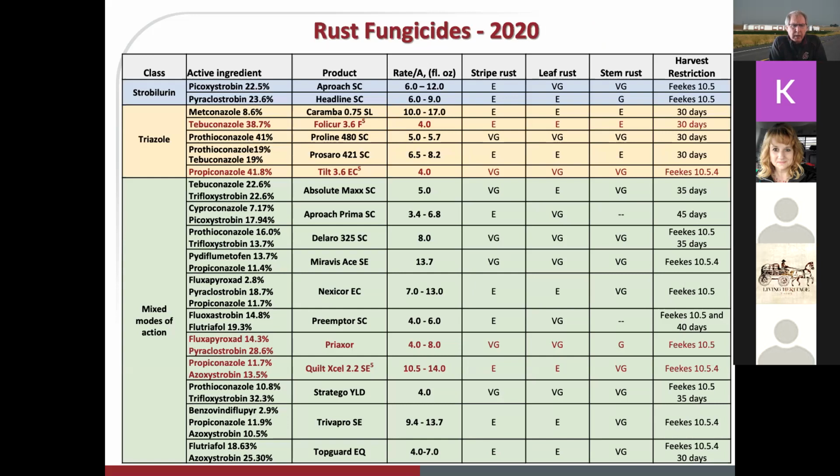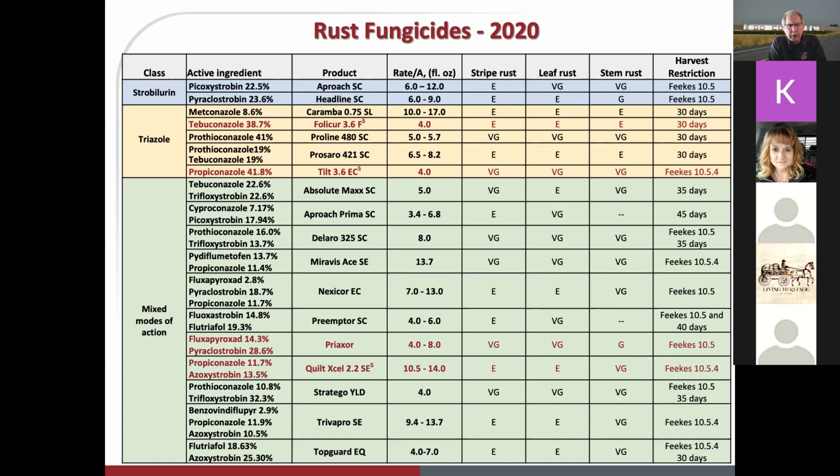Propiconazole is widely used. That's in a product called Tilt. Propiconazole is now generic, so there are generic forms of propiconazole. Tebuconazole, similarly, is generic. That's in a product called Folicur, both widely used. There are others down there, things like Prosaro, Quilt, and several other fungicides available that will be effective against stripe rust.